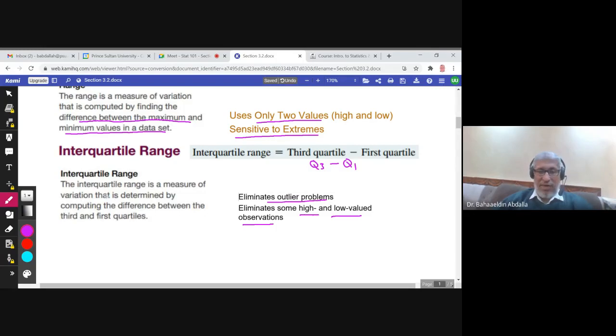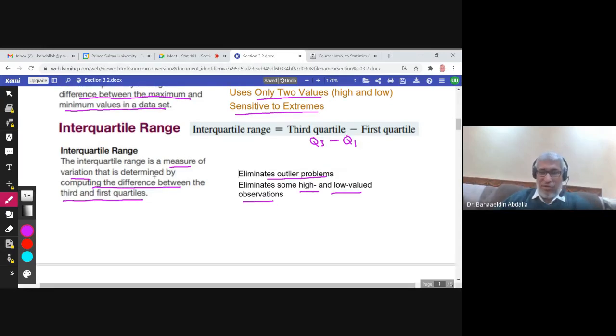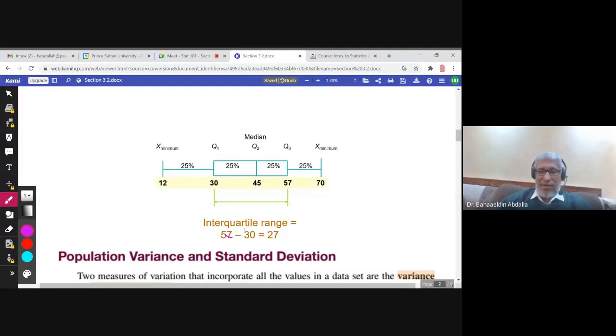The interquartile range is a measure of variation, determined by computing the difference between the third and first quartiles. So Q3 minus Q1. And remember, to calculate the interquartile range, you must sort the data first. For example, here is a box plot without the lower limit and the upper limit. This is the X minimum, the smallest number in the data, 12. This is the X maximum, the largest number in the data, 70.